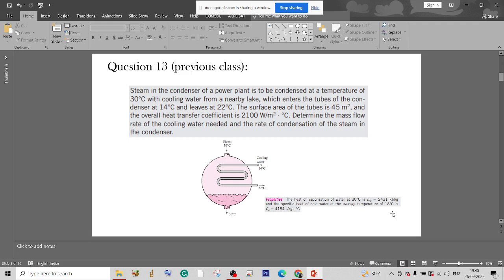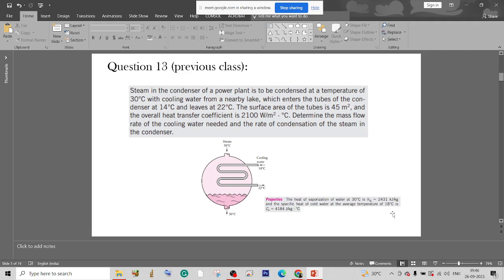So the rate of heat transfer through the heat exchanger will be equal to, as I already told, since a change of phase is taking place, m and enthalpy. So this will be mass flow rate into enthalpy, and from there you can easily calculate what is required next, the mass flow rate.